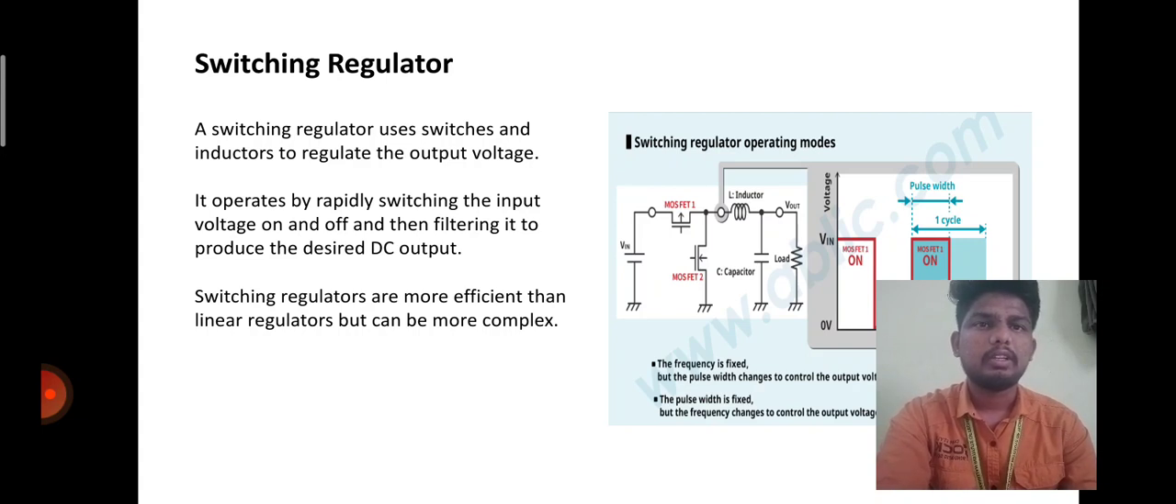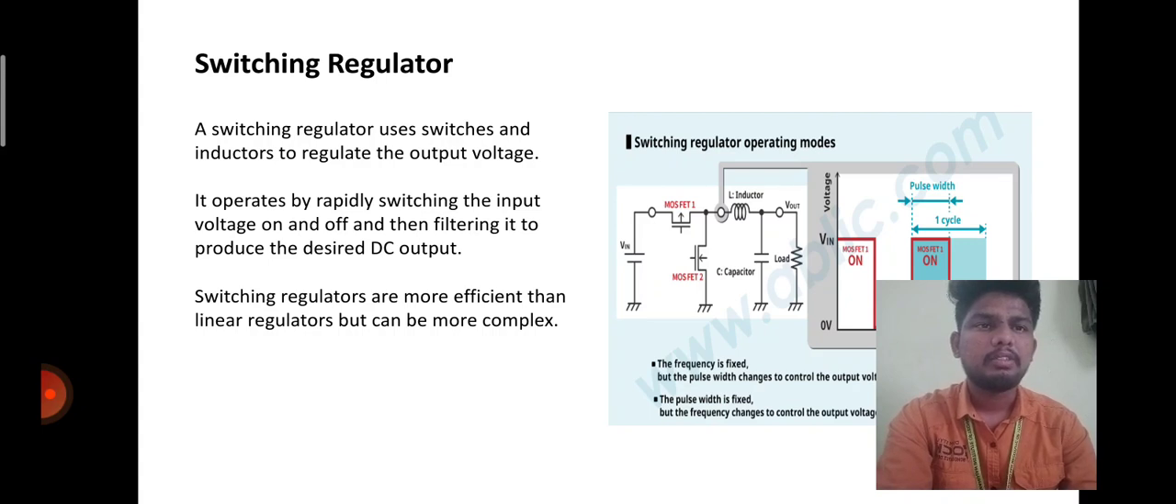What is a switching regulator? A switching regulator uses switches and inductors to regulate the output voltage. It operates by rapidly switching the input voltage on and off and then filtering it to produce the desired DC output. Switching regulators are more efficient than linear regulators but can be more complex.